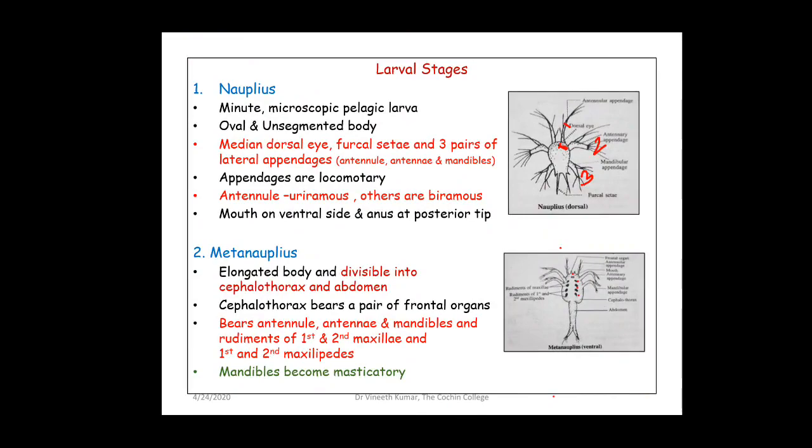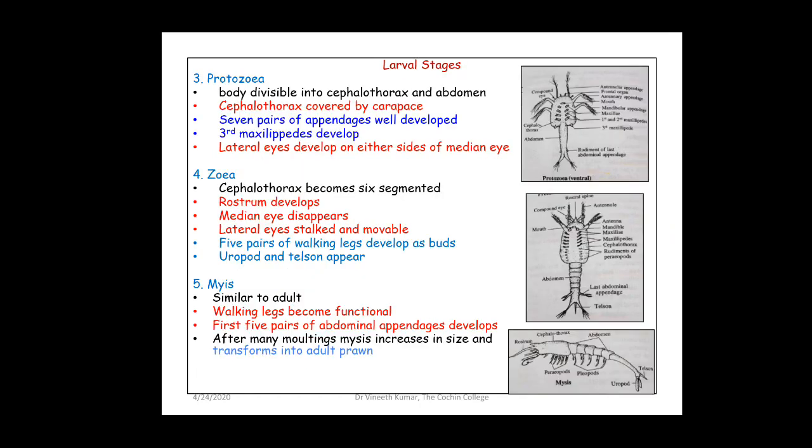So from nauplius to metanauplius, we saw that the difference was regarding the structure of the body. It was divisible into two regions, and also rudiments of the next four appendages developed, and the mandibles attained masticatory function. Moving on to the third larval stage, which is protozoea. The structure is somewhat similar to that of the metanauplius larva itself.